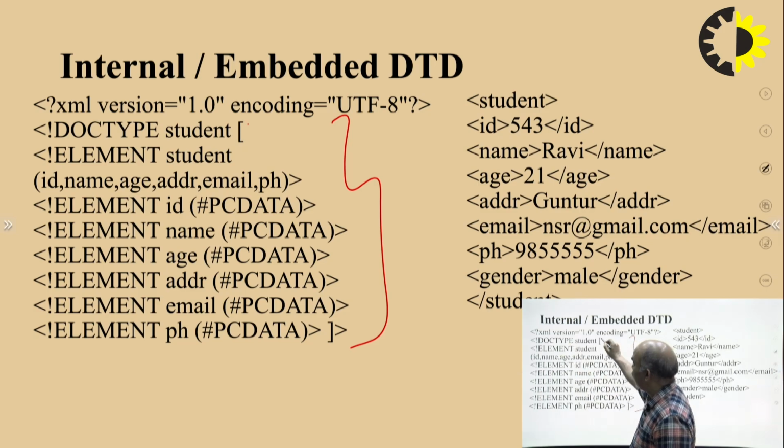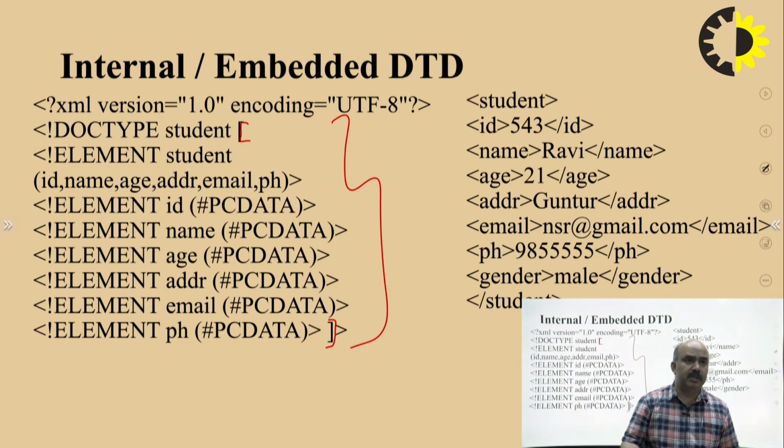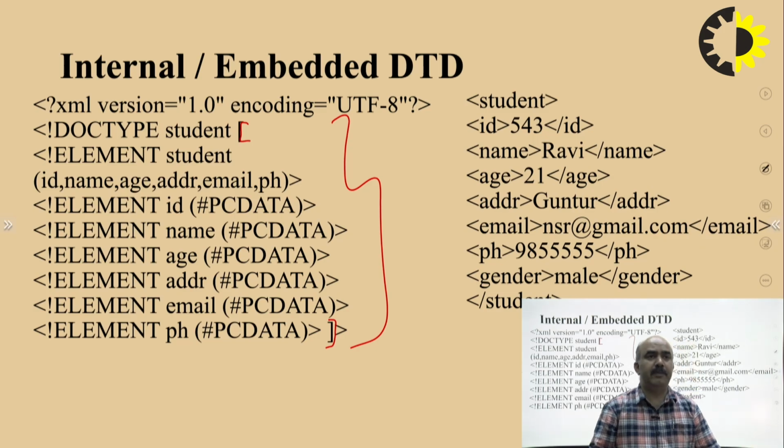Then within the square brackets, we have to define what tags are being used, and on the basis of those tags, what the meaning of those tags is, so that the machine, or any language, can parse those documents.